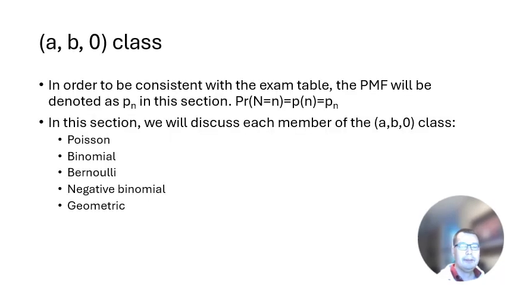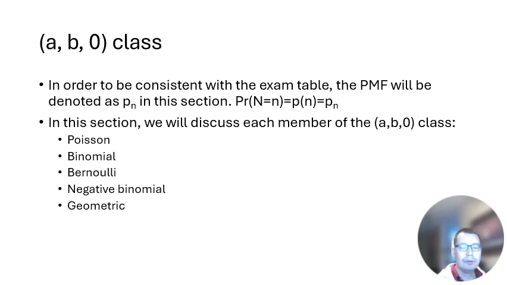Before we get to the detail, we just want to talk about some things that we should know. The PMF will be denoted as p_n in this section. This will be consistent with the exam table. So basically, the probability of N equal small n is noted as p_n.